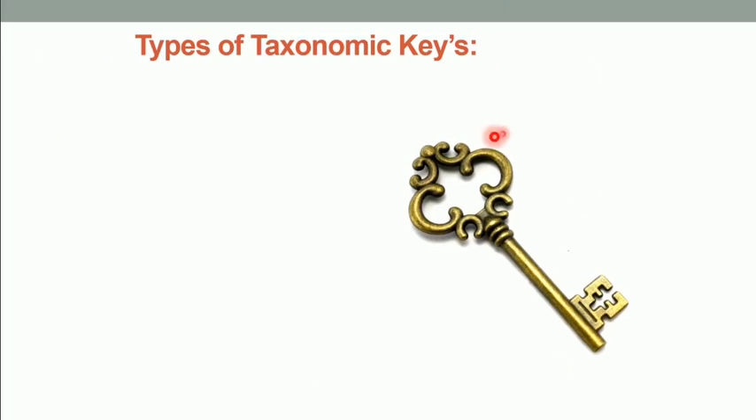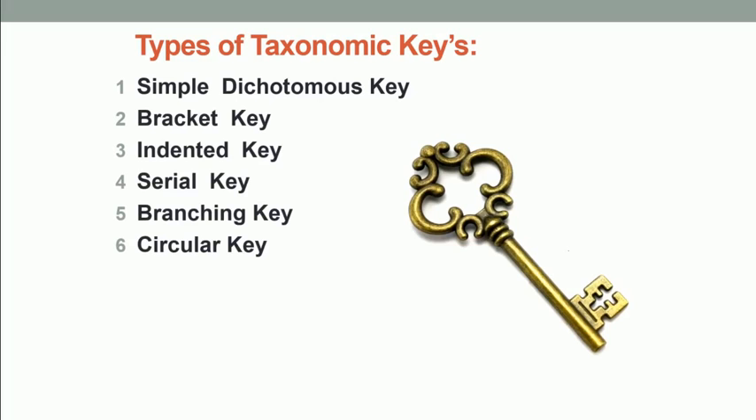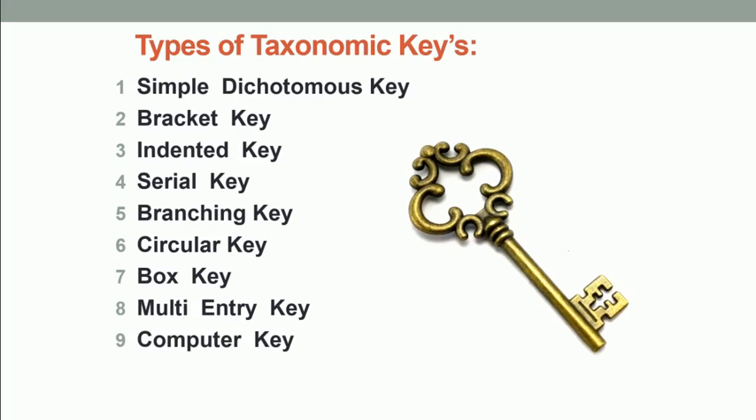Okay, now we move on to the different types of taxonomic keys which are used in the taxonomy of animals. The first is called a simple dichotomous key. Then you have the bracket key. Third type is the indented key. Then serial key, branching key, circular key, box key, multi-entry key, and you have a computer key. So these are the 9 basic types of taxonomic keys which are used for the identification of organisms.